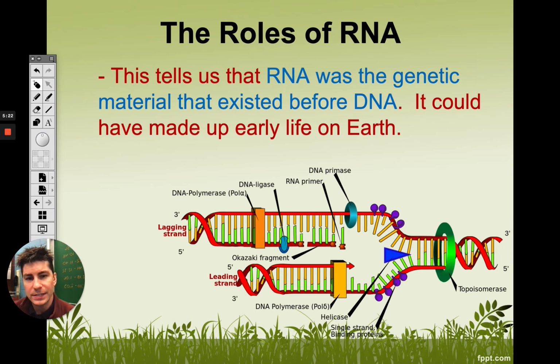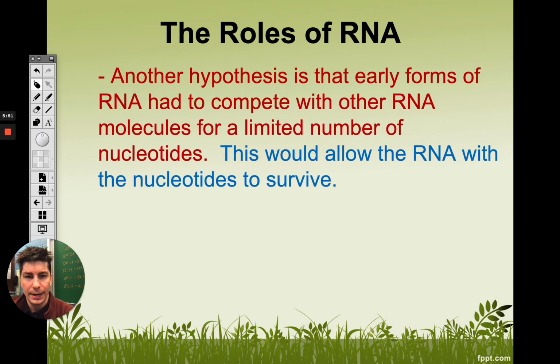This also tells us that RNA was actually the first genetic material out there. It came before DNA, because we need that primer there for DNA polymerase to latch onto. If there's no primer, we don't get new DNA. So if RNA wasn't there first, we would have never had DNA, because we need RNA to make DNA. So we think that early Earth life was actually made of RNA.